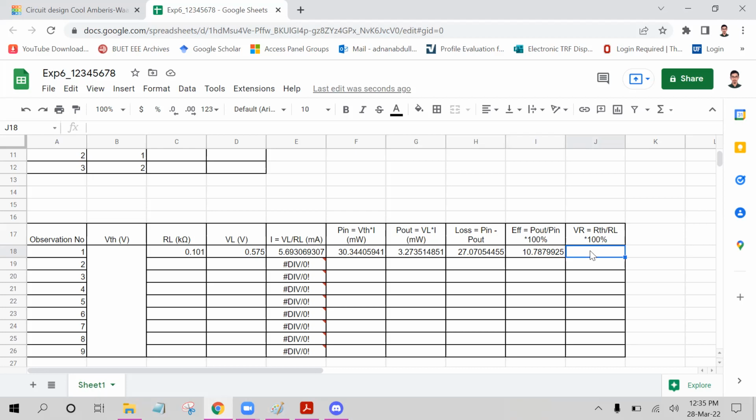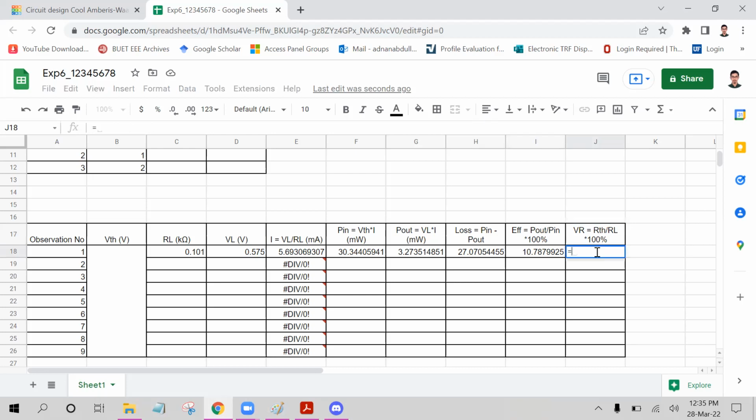Okay, so for today's lab, I do not need to explain the voltage regulation term, because hopefully you will cover it in your theory class. For today, we just need to know the formula, how to calculate voltage regulation. The formula is very simple: R Thevenin divided by RL.